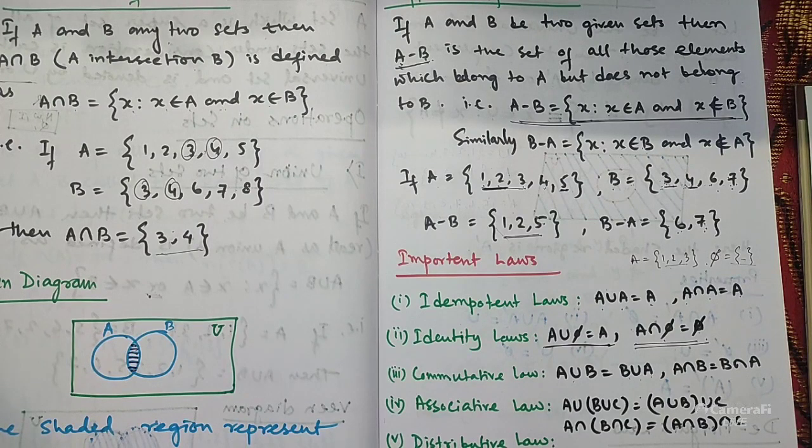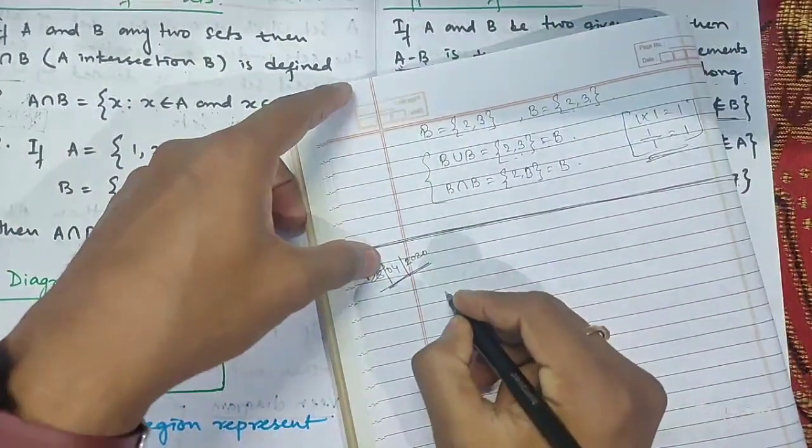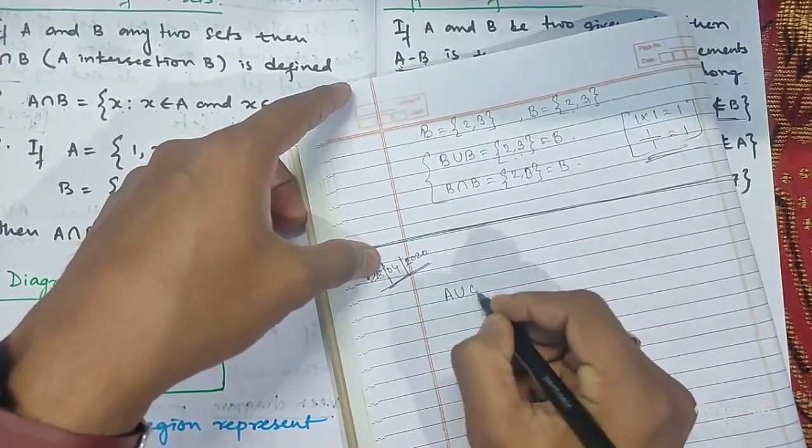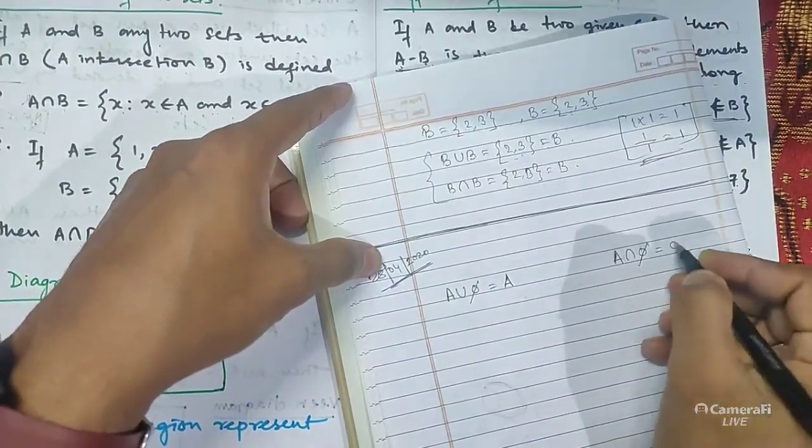So in our last class we have already learned up to the commutative law. Okay, identity law means whenever you are taking phi with a set and you are doing the operation union and intersection, for union you are getting the same set and for intersection you are getting phi. This is called identity law. A union phi is equal to A and A intersection phi is equal to phi.